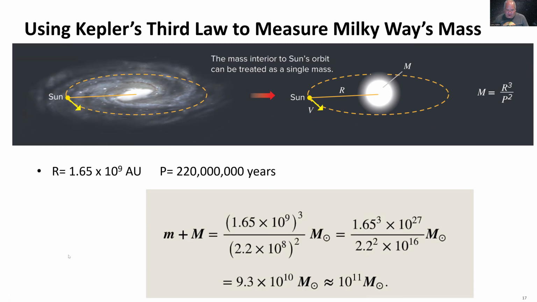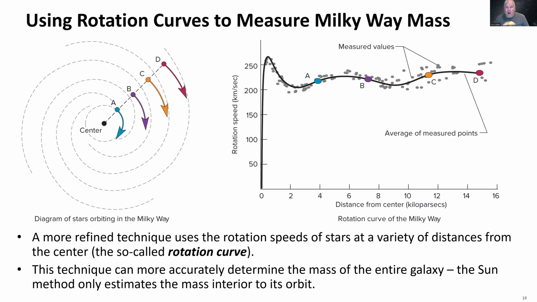And when you do this, and this calculation is in the textbook, we put things into the right units because Kepler's third law is in terms of astronomical units and years. We're at 1.5 billion astronomical units from the center of the galaxy. We orbit the center of the galaxy in 220 million years. You plug all that in together, and you end up with the mass of the galaxy being about 10 to the 11th solar masses, 100 billion solar masses. That's very, very big.